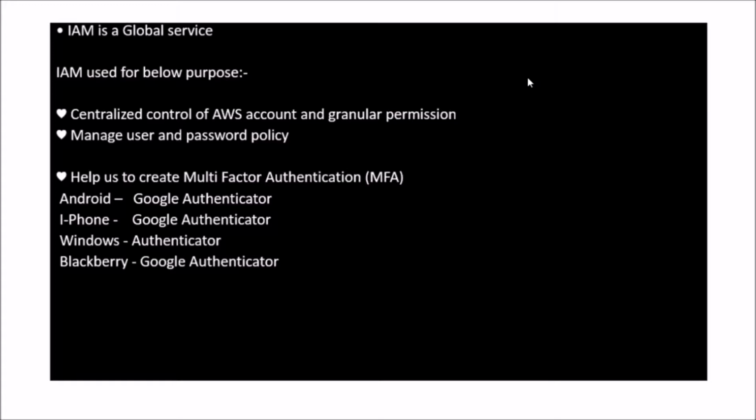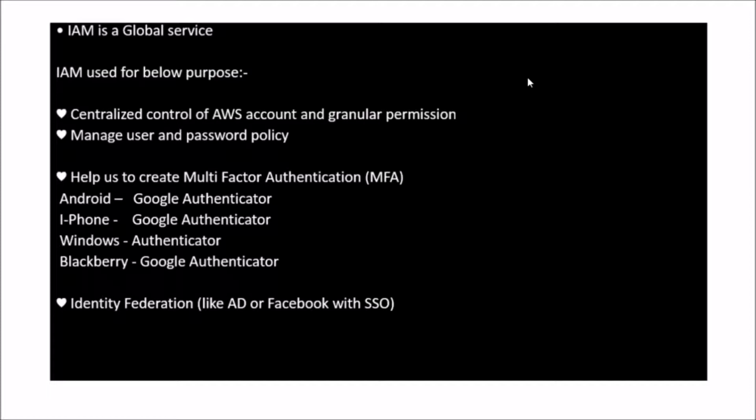And guys, before going to the hands-on video of IAM, I would really request you to please download Google Authenticator or Authenticator as per your device from the App Store or Play Store on your phone. This will act as a virtual MFA to authenticate you on AWS. Okay, so please go on and download these apps.